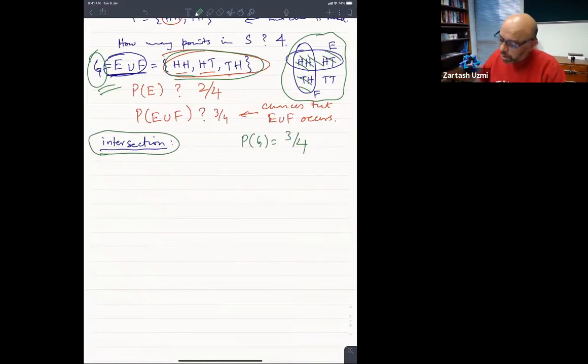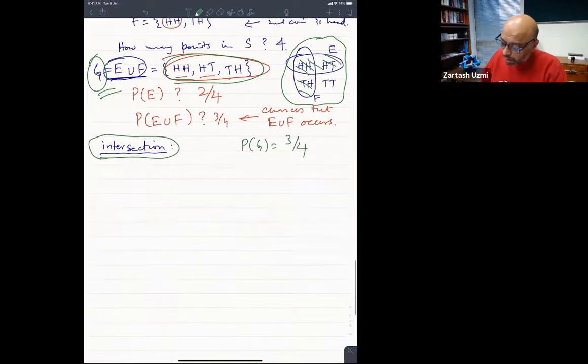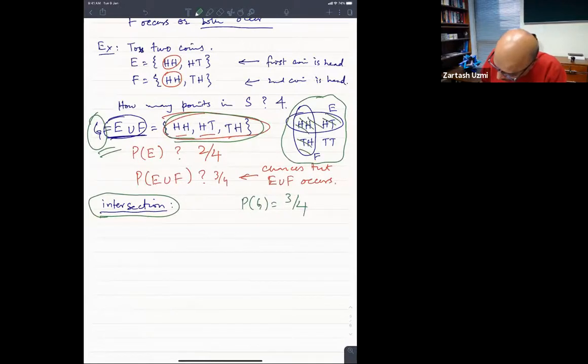वही एग्जांपल लेते हैं, 2 कॉइन टॉस करते हैं, E और F ऐसे ही डिफाइन कर देते हैं. नाउ आई डिफाइन E intersection F. इसको ऐसे भी लिखते हैं EF. दरमियान में कोई सिंबल ना भी डालें तो उसका मतलब इंटरसेक्शन होता है.